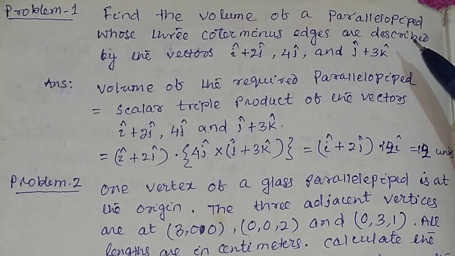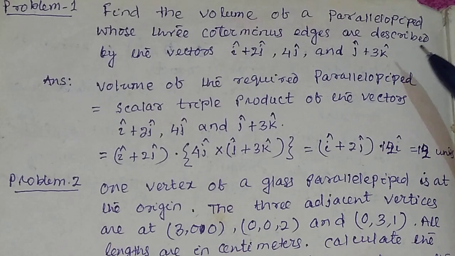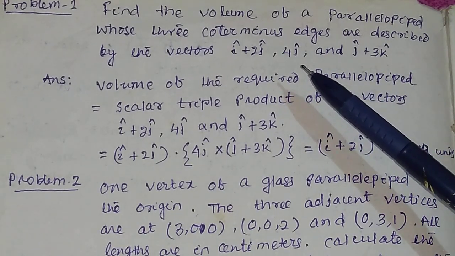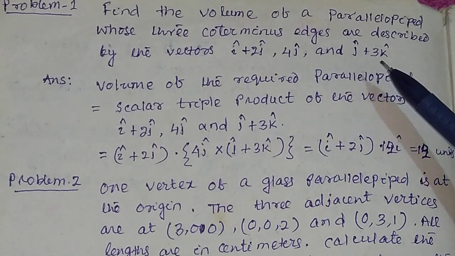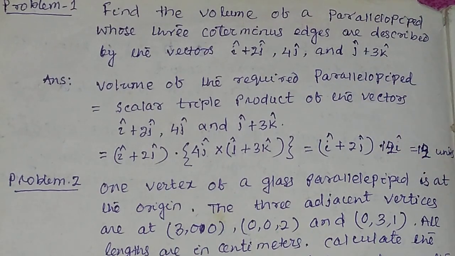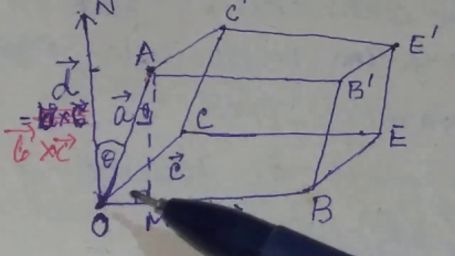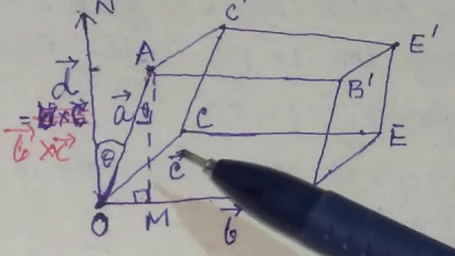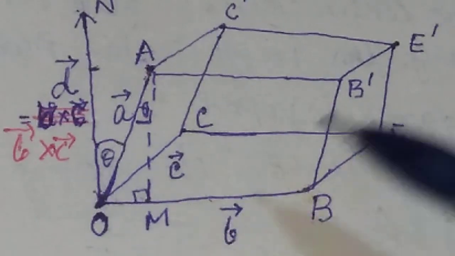Find the volume of a parallelepiped whose three coterminous edges are described by the vectors I cap plus 2j cap, 4j cap, and the third one is j cap plus 3k cap. So coterminous edges means the three adjacent edges like this. This is your A vector, this is your B vector and this is your C vector, and these three vectors are the coterminous edges of the parallelepiped.